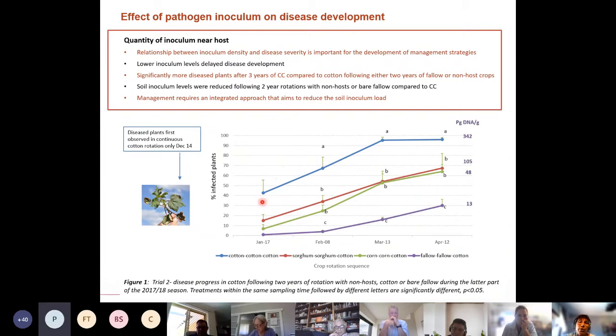And also that rotation crops such as sorghum and corn, and also fallow, but I'll talk about that next. But these crops reduce inoculum. They reduce disease incidence and reduce disease severity. However, their ability to have an impact on inoculum depends on the level that you start with. This is a very high inoculum field, so you may need more than 2 years out of the cotton to have any benefit.